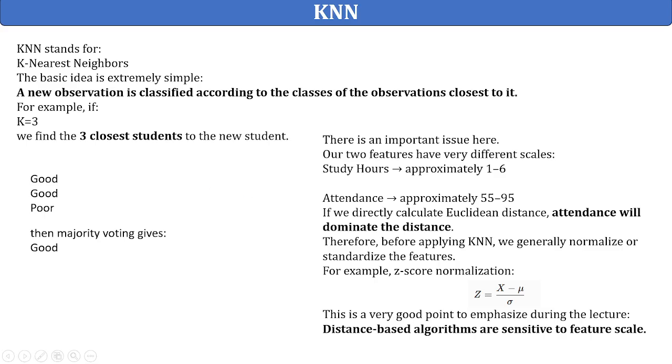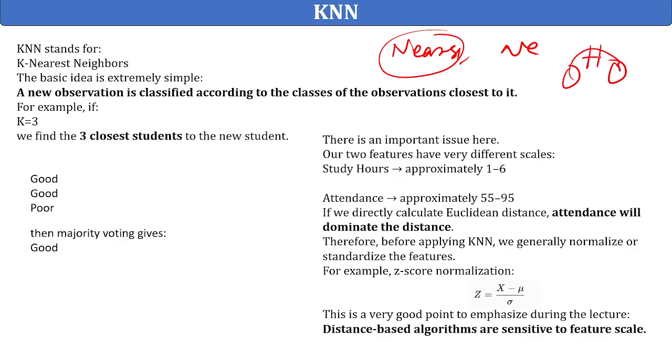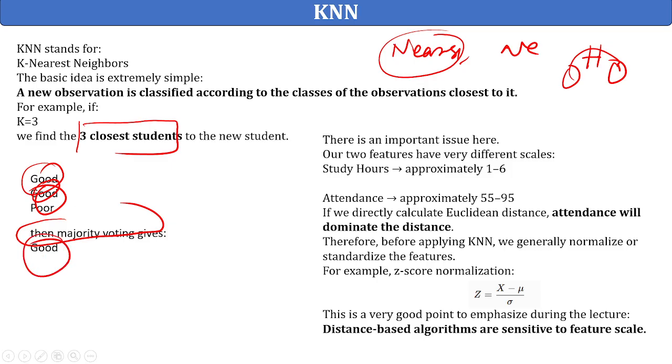Here we have KNN, which stands for K Nearest Neighbors. Neighbors means something placed nearby, so how close they are. This is how KNN works. We find the three closest students: good, good, poor. Then the majority votes, so it becomes the good class. This is how things will work.